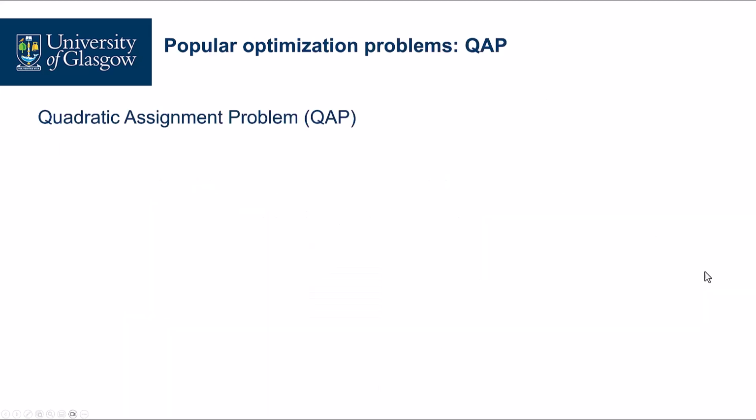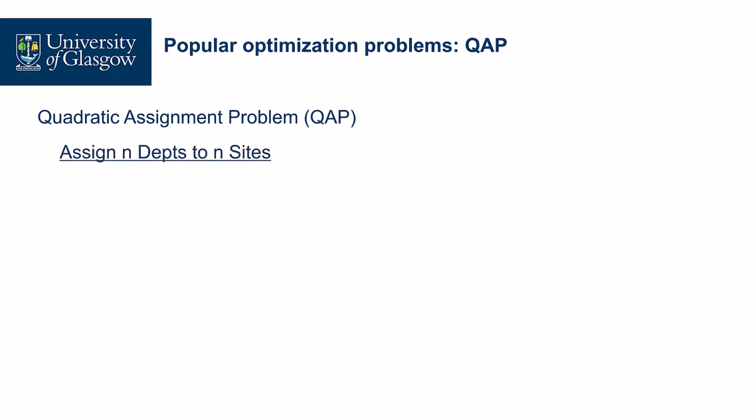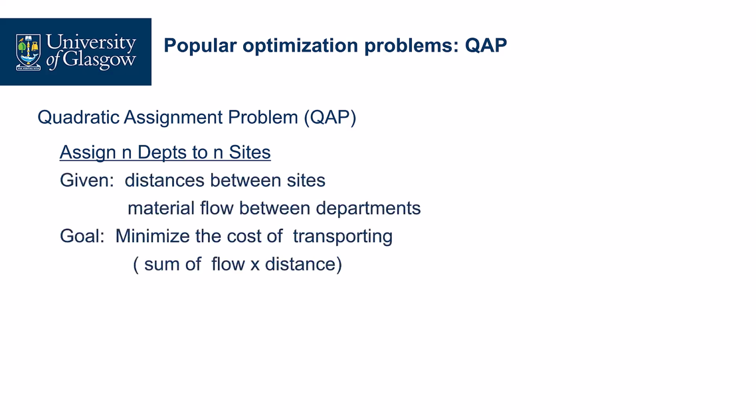Now we can introduce another popular optimization problem, the quadratic assignment problem, QAP. This is often used in city planning. We assign n departments to n sites. We have departments, we have sites. Sites are locations. Departments are, for example, a hospital, a factory, this kind of thing. We give the distance between the sites, and between departments there is material flow. We want to minimize the cost of transporting.